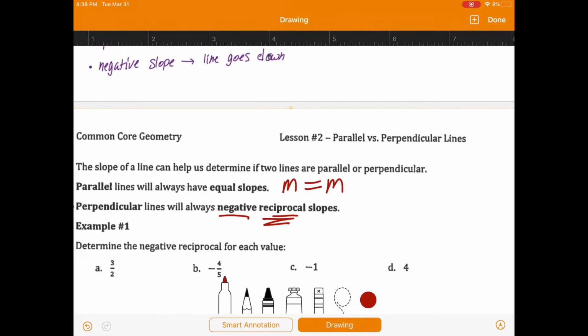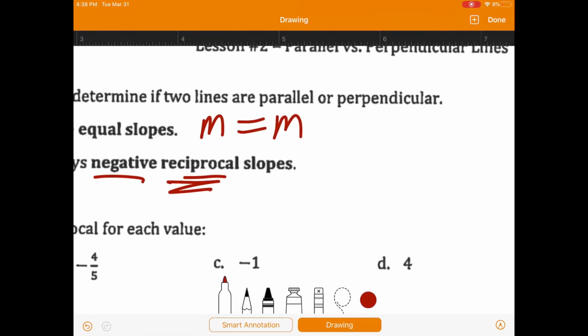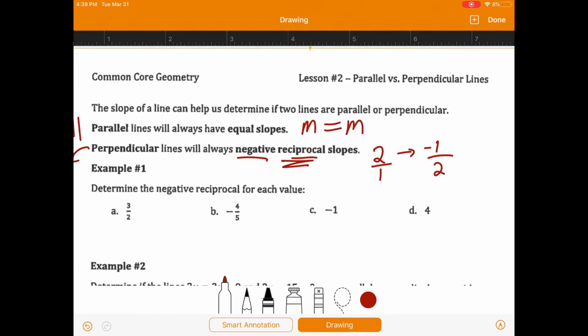So, for example, if you had 2, the reciprocal of that means you're going to swap the 2 over 1 and make it 1 over 2. And if it's the negative reciprocal, you're going to make it negative. And we're going to do a couple more examples in the next part here.